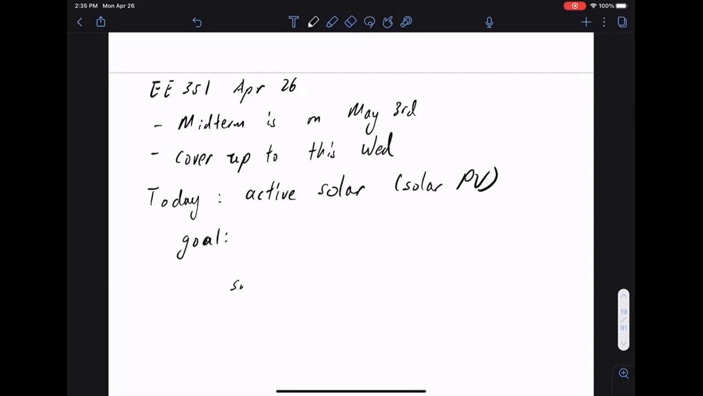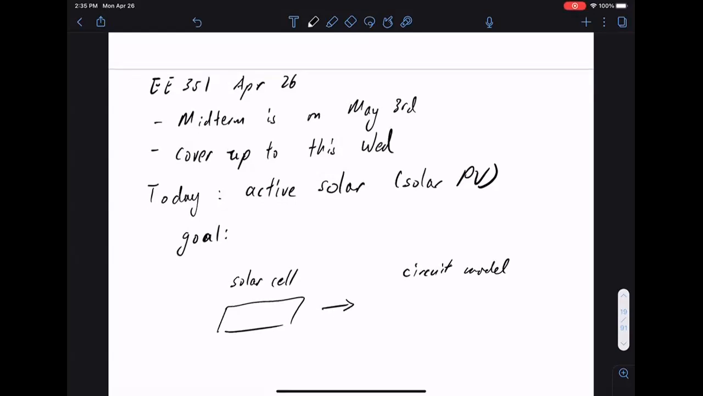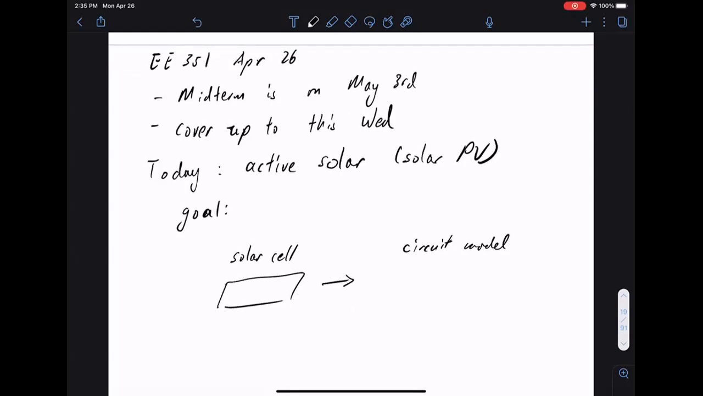You take some solar cell, and the goal is to eventually get this to look like a circuit model. We want to have an equivalent circuit model. We want to turn the solar cell into something that looks like this. Okay, so we'll somehow turn it into a current diode model.